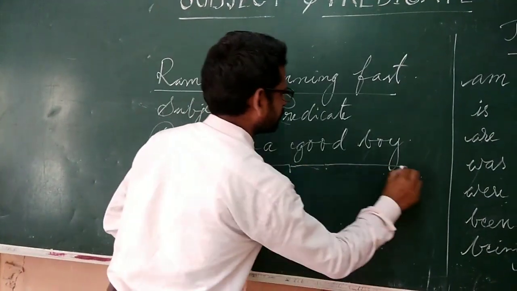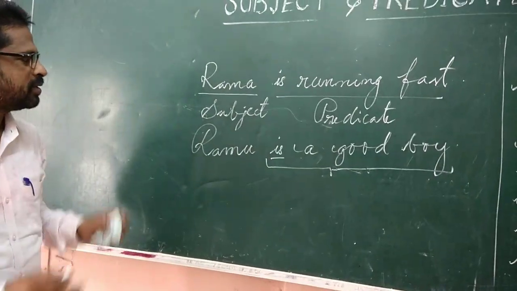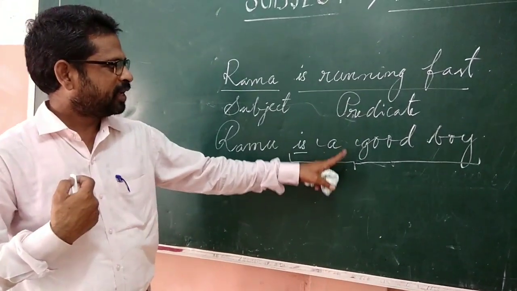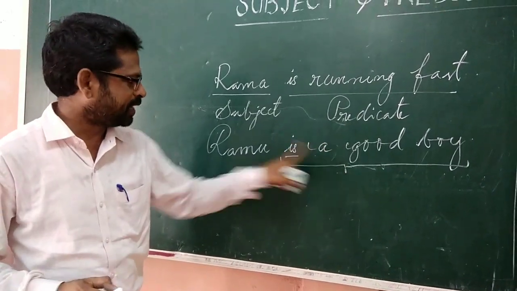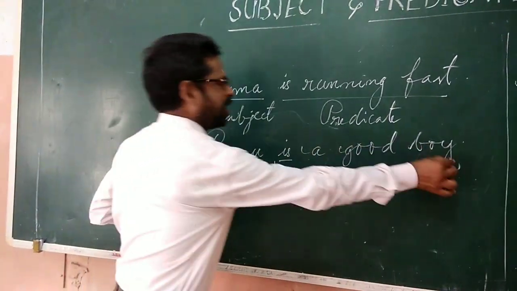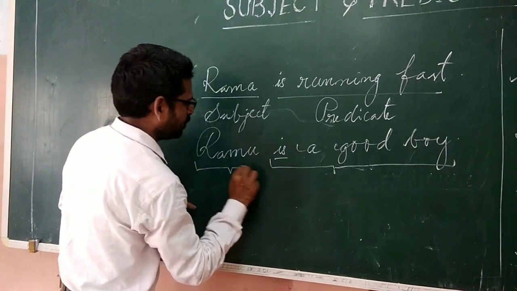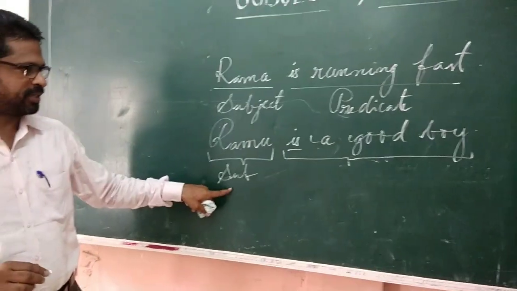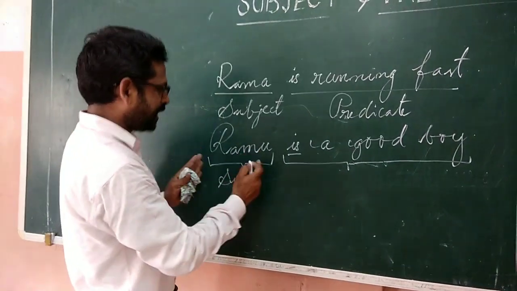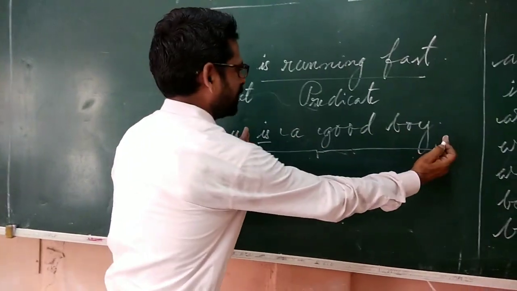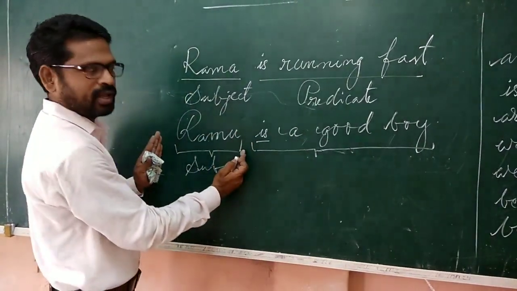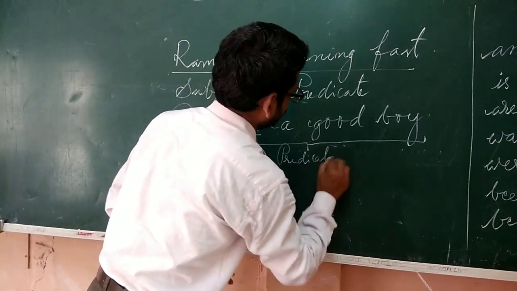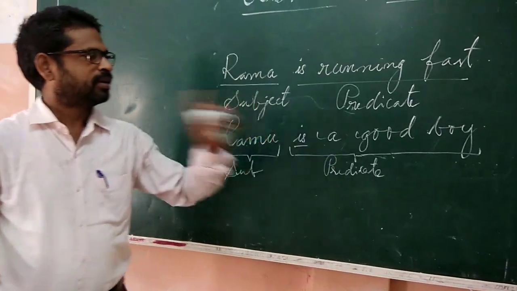So here, "Ram is a good boy." This part is speaking about something or someone. "Is a good boy." Is it speaking about me? Is it speaking about you? This is speaking about Ram. This part is speaking about Ram, so this is called the subject. And the part which speaks about Ram, what is the part? "Is a good boy" is the part which speaks about Ram, and this is called the predicate.